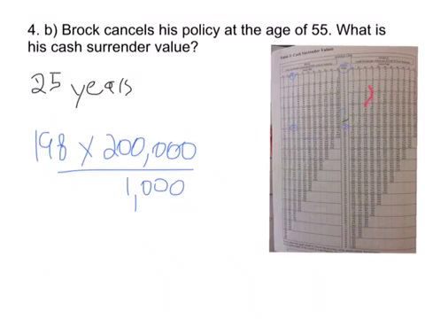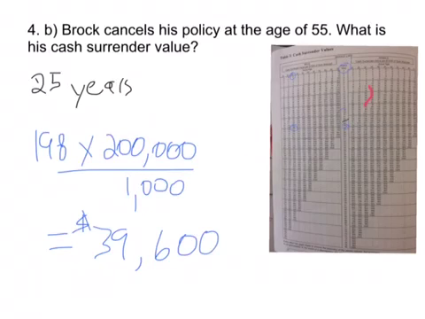Apparently your chart says 196. Go with whatever number you actually get on your chart. So we multiply this through and we get the cash surrender value of $39,600. So if he cancels his policy at this point, he's going to get $39,600.